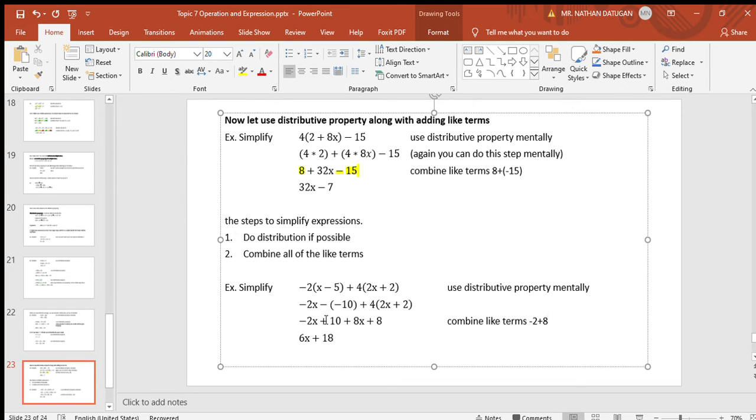And then is that all the like terms? No, we can do more. So let's move on to the second term, which is 10. What's a like term with 10? It's 8. So we're going to add 10 with 8. 10 plus 8 is 18. So our new expression is 6x plus 18.